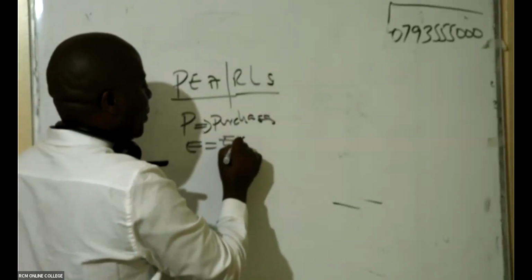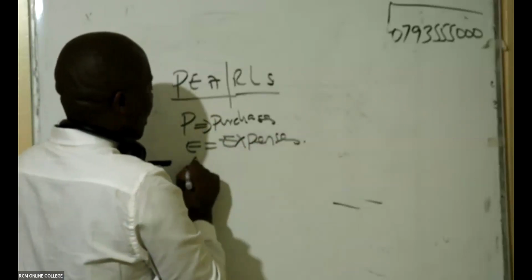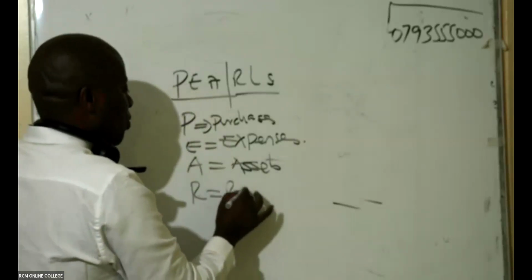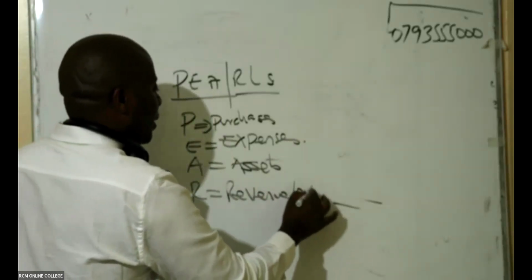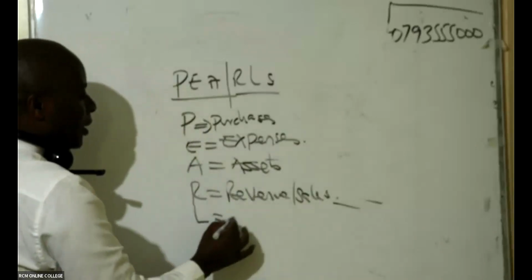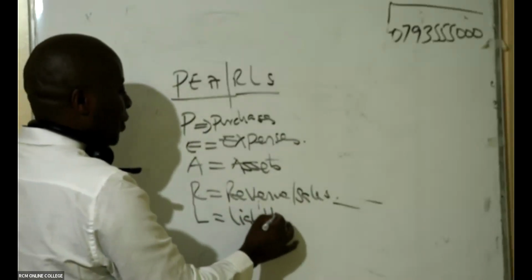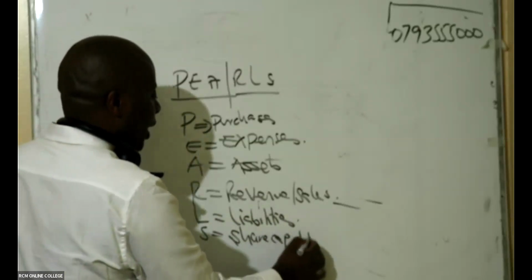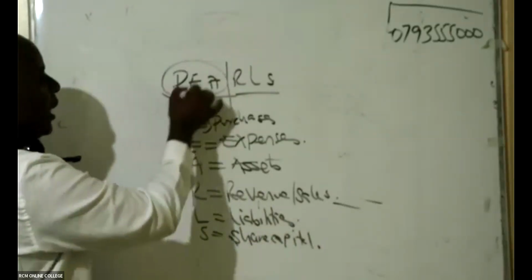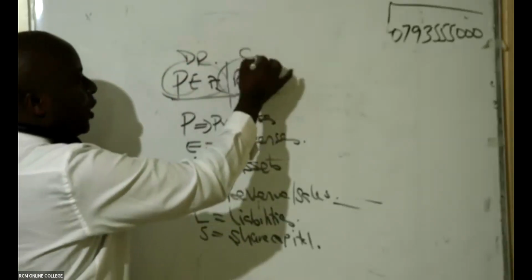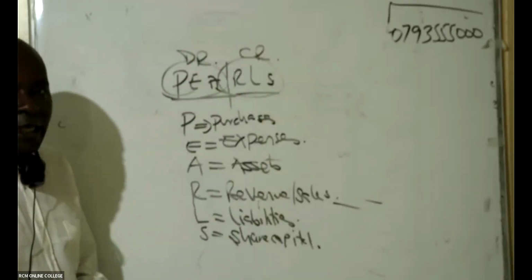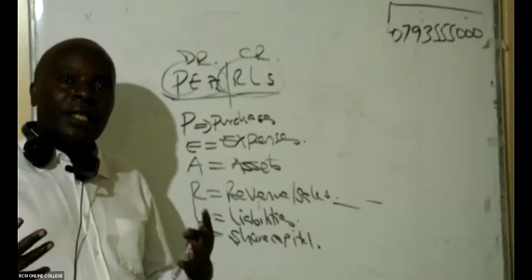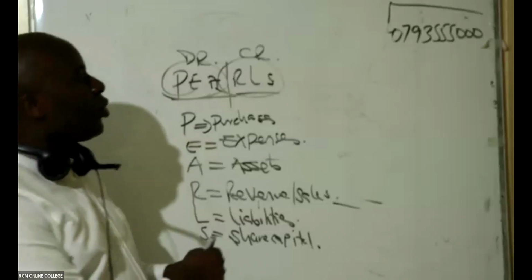E stands for expenses. A stands for assets. R is revenue, and revenue is the same as sales. L is liabilities. S is the famous share capital. Remember, these three are to be debited whenever they increase. These three are to be credited whenever they increase. And of course, the case in context is what I've just introduced to you.